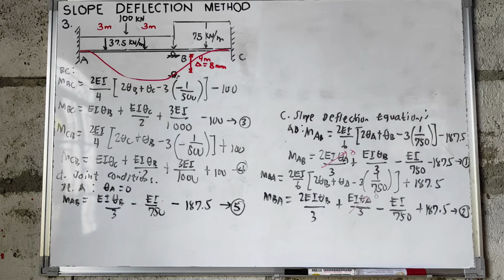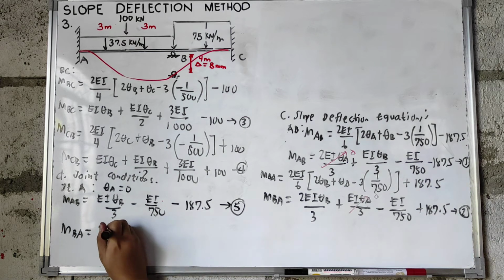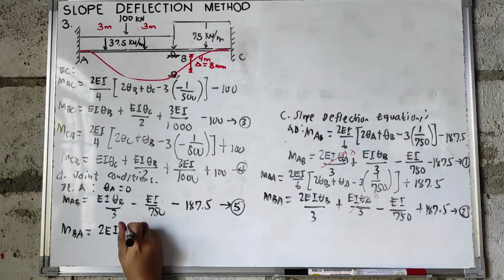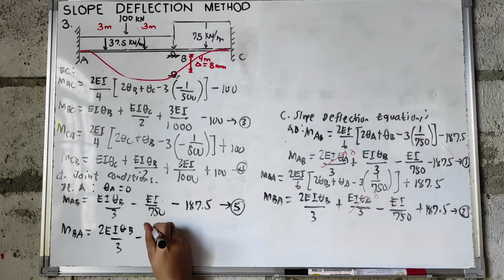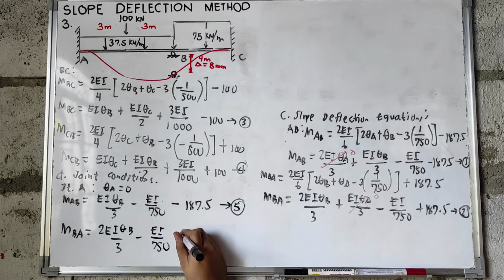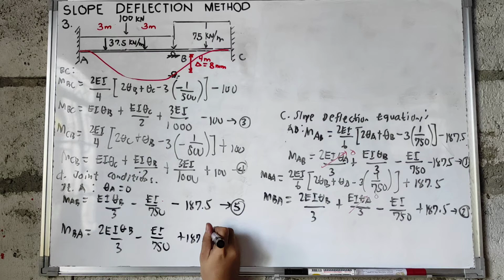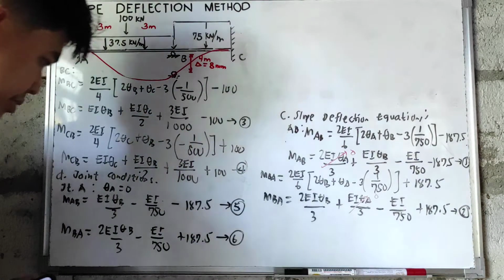Next naman is yung MBA naman natin. So, rewrite lang natin yung equation natin. So, that will become 2EI theta B over 3 minus EI over 750 plus 187.5. So, this will now become your equation number 6.